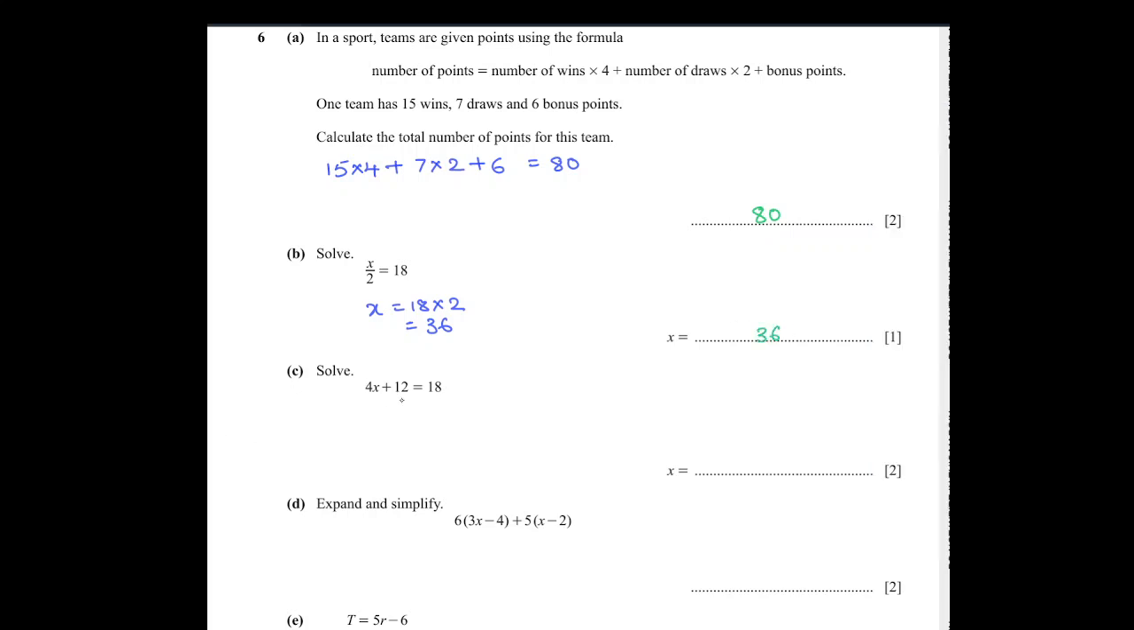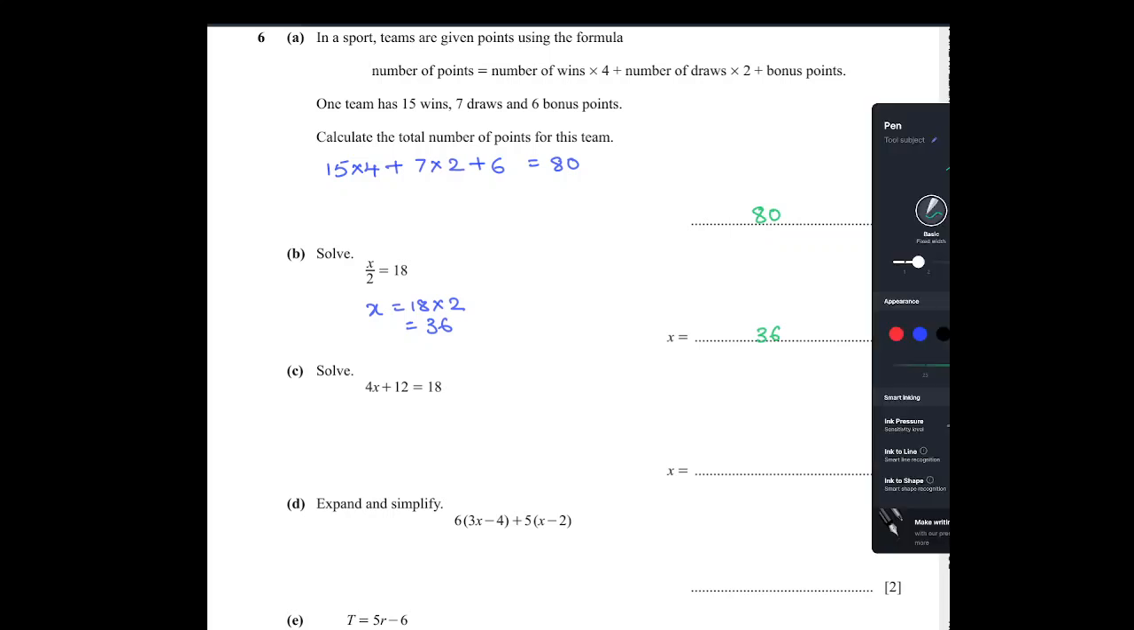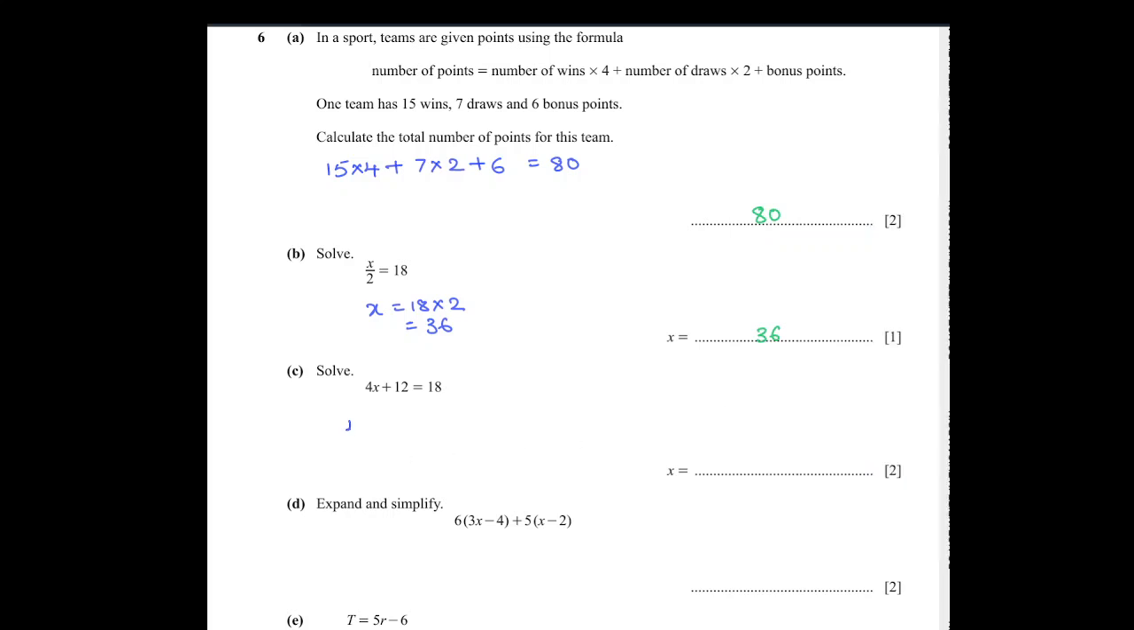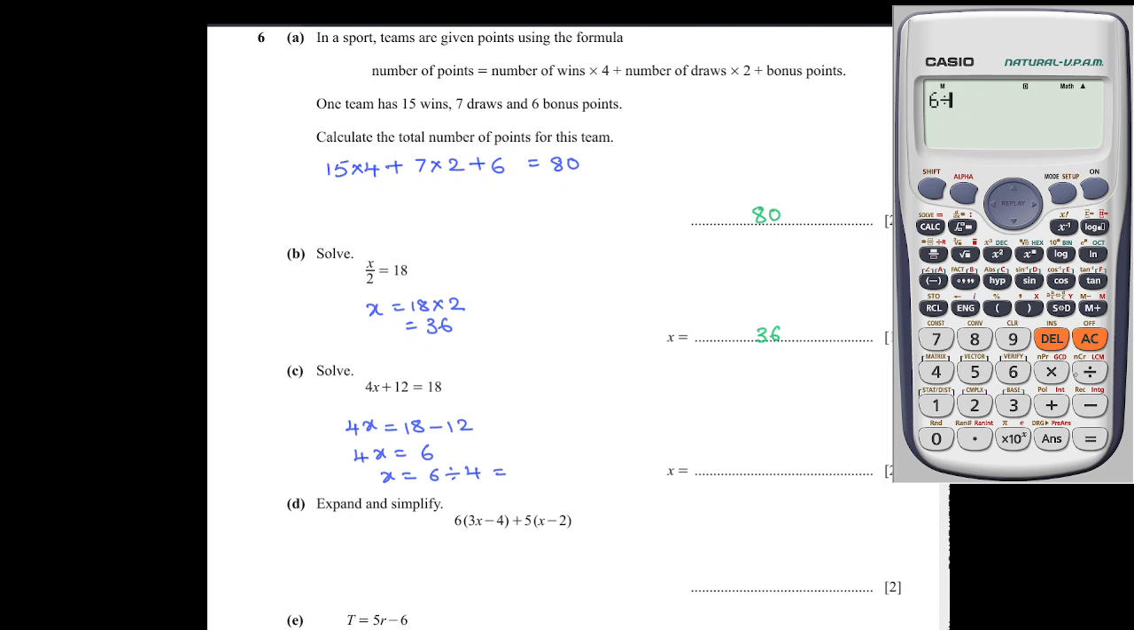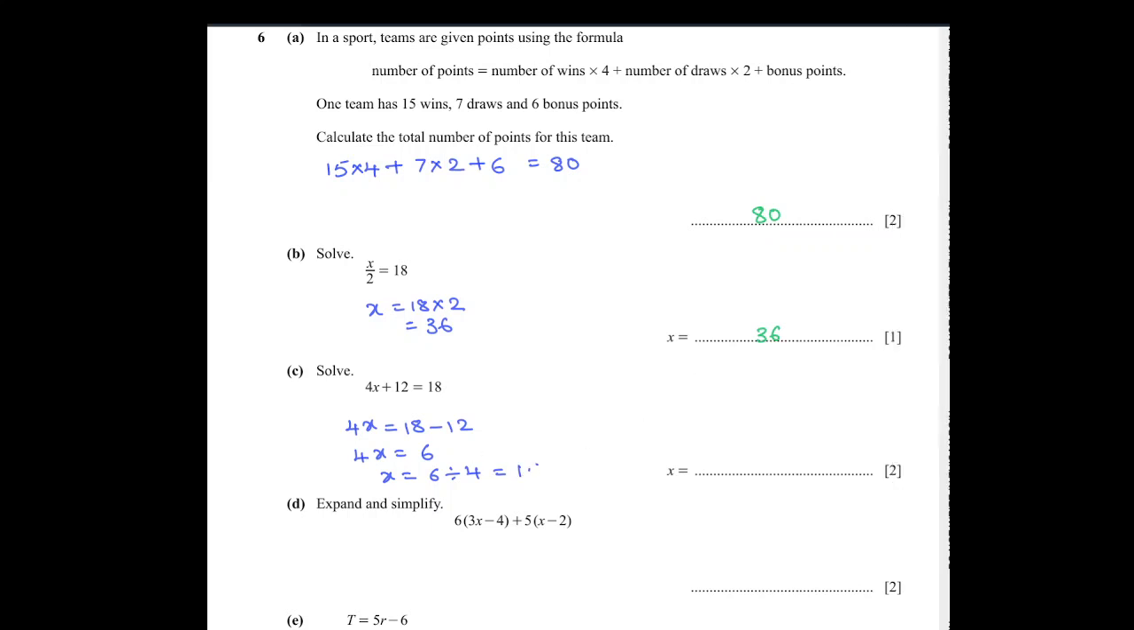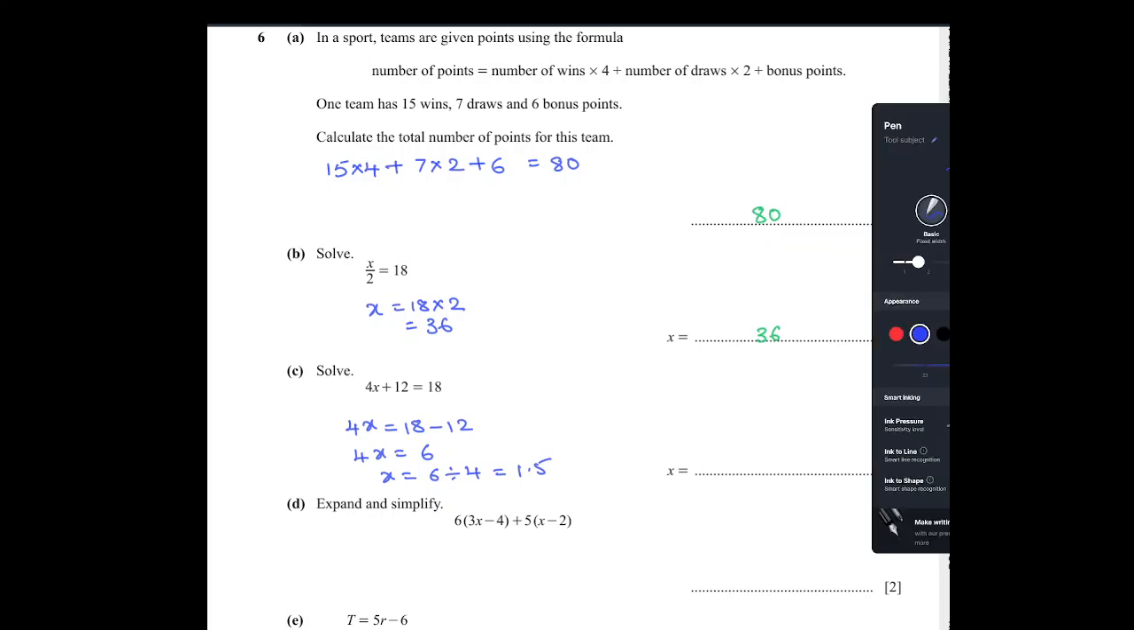Question number C. Solve 4x plus 12 is equal to 18. Again this is linear equation solving. 4x, bringing 12 onto the other side, it is added on the left hand side, on the right hand side it gets subtracted. So 4x is equal to 18 minus 12 is 6. x is equal to 6 divided by 4. Find out. 6 divided by 4, 3 by 2, which is 1.5. So x value is 1.5.